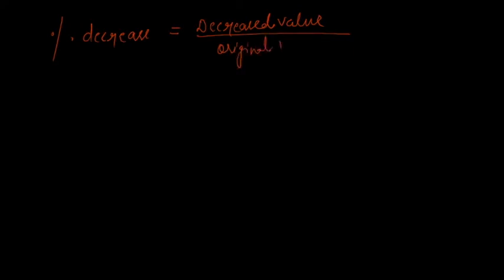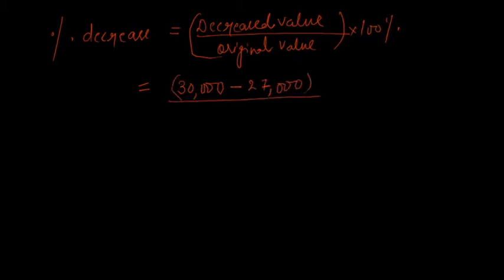So percentage decrease is the same kind of formula. Instead of increased value, we will write decreased value upon original value, into 100%. Now the decreased value means 30,000 minus 27,000, because it has decreased by 3,000, and your original value was 30,000, into 100%, right?